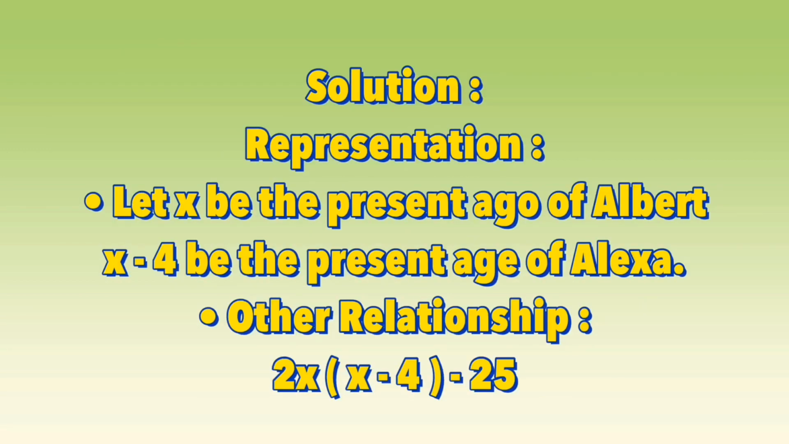So our solution, representation, of course: let x be the present age of Albert, and x minus 4 be the present age of Alexa. When we see the word younger, it means minus. We're going to subtract these years from the present age of Alexa. And our other relationship: he was twice as old as Alexa, and minus 25.